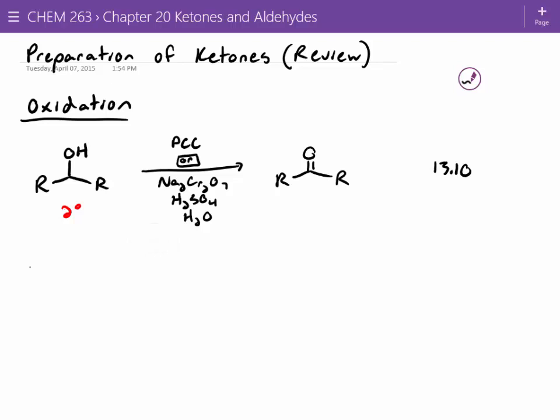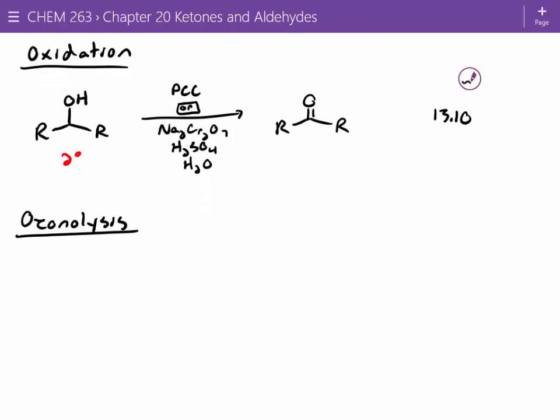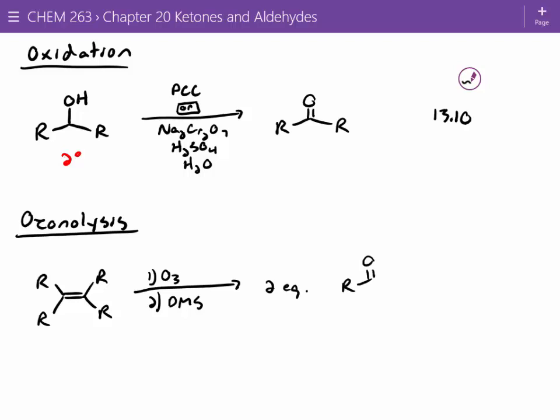The next one, just like with aldehydes, was ozonolysis. And so with ozonolysis, you can start with an alkene, react this with ozone followed by dimethyl sulfide, and you can get two equivalents of a ketone. And this was from chapter 9, section 11.